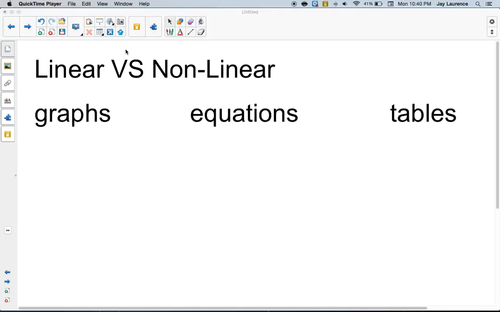Okay, so anyway, we're talking about linear functions, which was 7-3, versus nonlinear functions, which is 7-4. There are three ways that we are often presented with functions, or very commonly presented, and that would be graphs, equations, and tables. And so we're going to look at what a linear function looks like versus what a nonlinear function looks like, whether they're graphed, whether we're given equations, or whether we're given tables. Okay, so let's get to it.